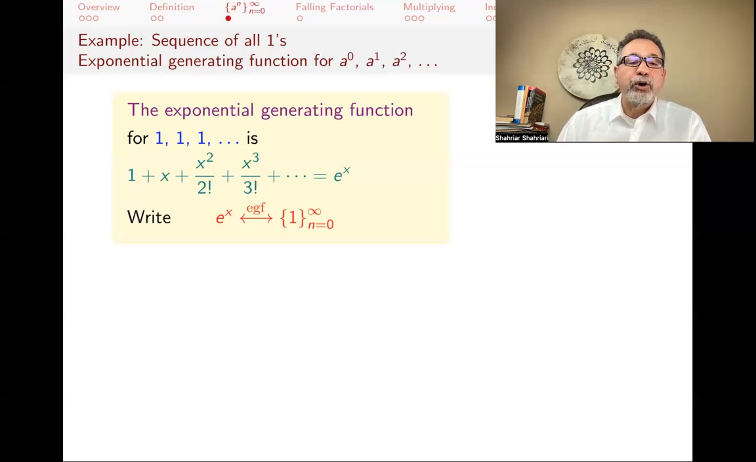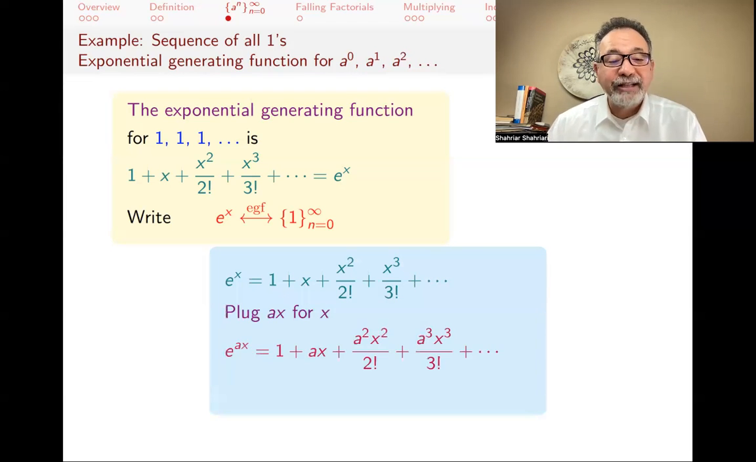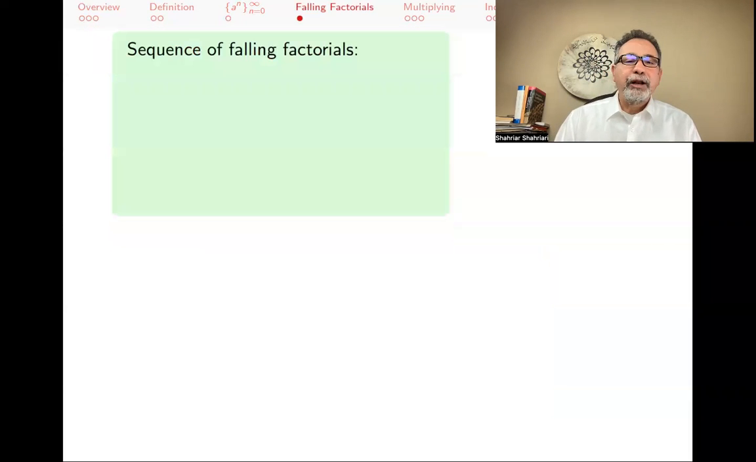In fact, this is why this might be called the exponential generating function. Now, e to the x is 1 plus x plus x squared over 2 factorial plus x cubed over 3 factorial. What's e to the apple? Well, it's 1 plus apple plus apple squared over 2 factorial plus apple cubed over 3 factorial. So if I plug in ax for x, I get e to the ax is 1 plus ax plus a squared x squared over 2 factorial and so on. And this means that e to the ax is the exponential generating function of a to the n. So if you want the exponential generating function of 3 to the n, for example, it's going to be e to the 3x.